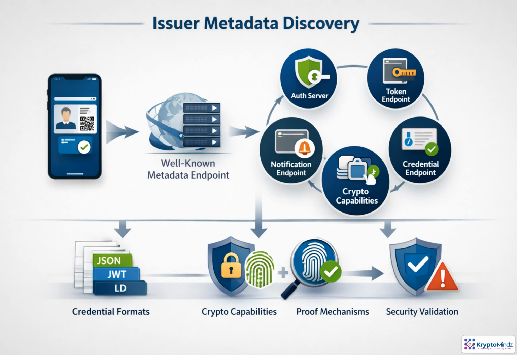Before a wallet asks for any credential, it first discovers what the issuer can actually do. It calls a well-known metadata endpoint and receives a structured document describing the issuer's authorization server, token, and credential endpoints, and any notification channels. The same document lists supported credential formats, cryptographic algorithms, and proof mechanisms. By validating this metadata carefully, the wallet can check compatibility and avoid talking to untrusted or misrepresented issuers.